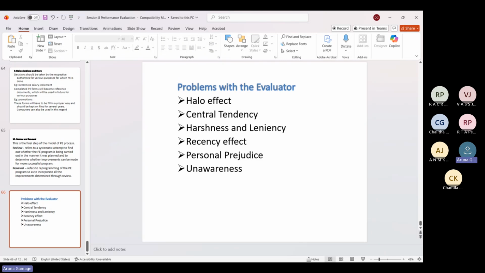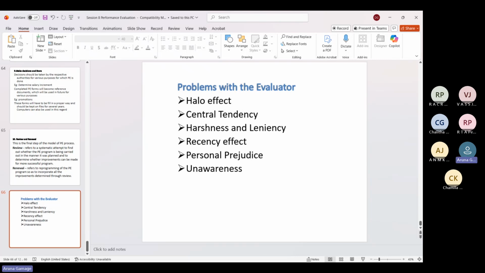First, we have to accept that these types of mistakes and problems may occur. What is the halo effect? The halo effect is all about giving a very high or very low evaluation on all the criteria because of one criterion. Understand?